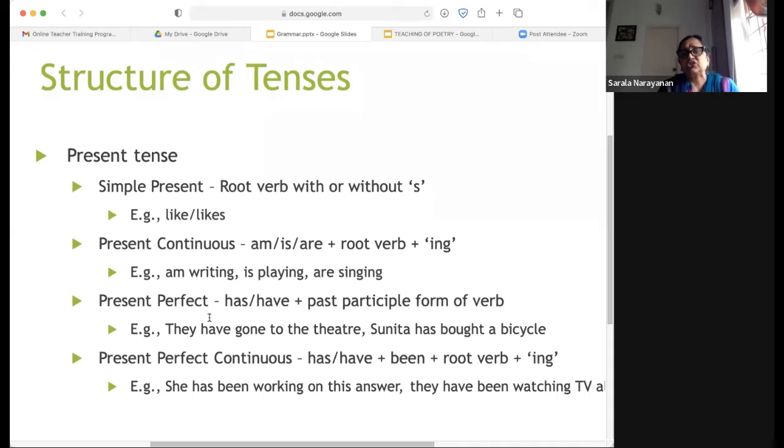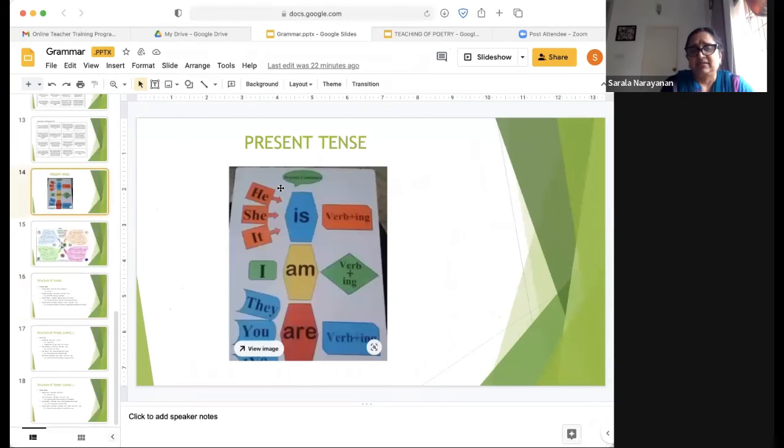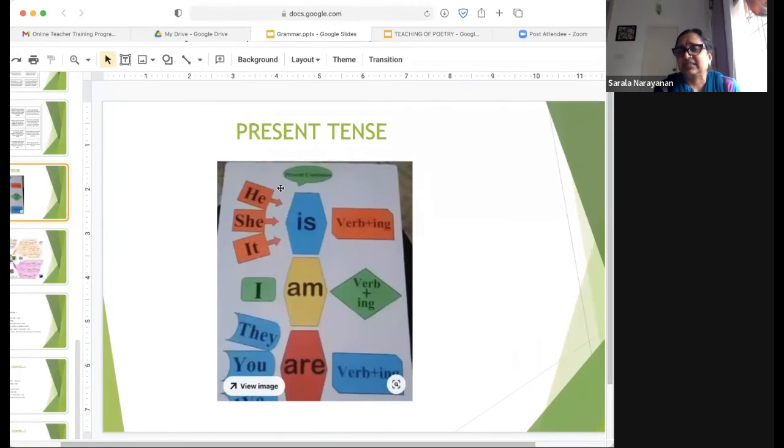So these structures, if you give them and ask them to write once, they will never forget. They need not memorize. They will never forget how to change it into a continuous tense, how to change it to a perfect tense, how to change it to present perfect continuous. Or a simple tense, I have another PPT showing you for present tense like this. Ask them to do it for continuous tense. This is one way of doing it.